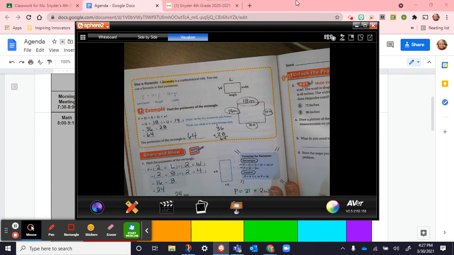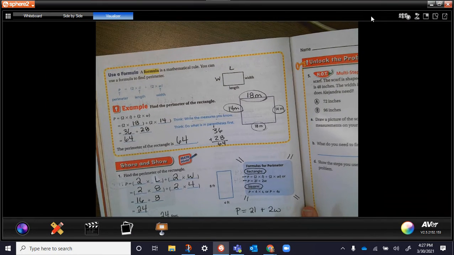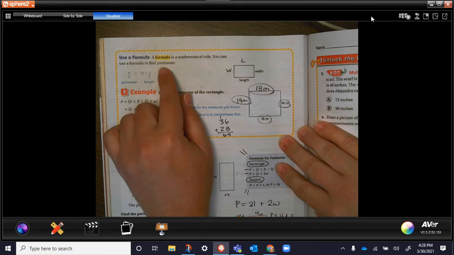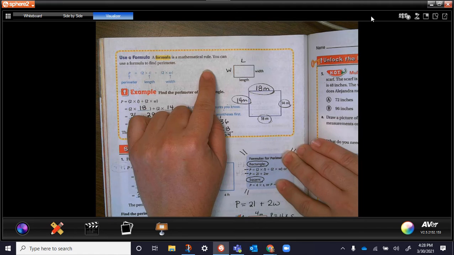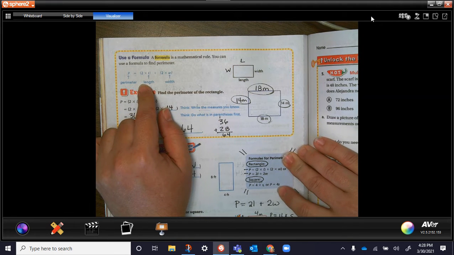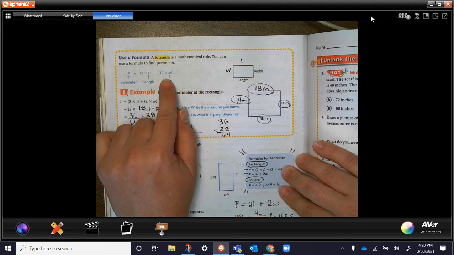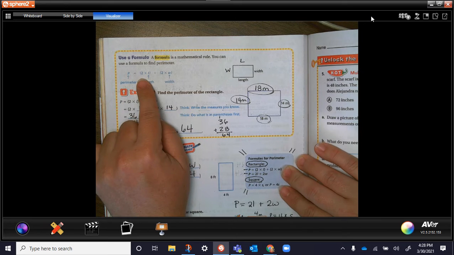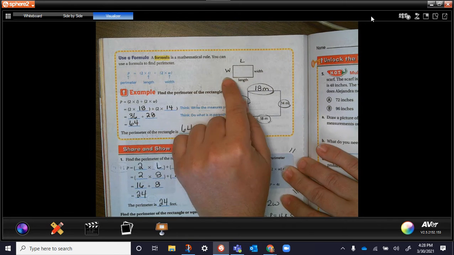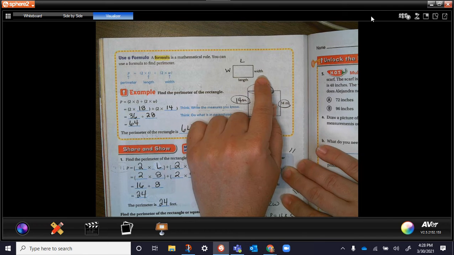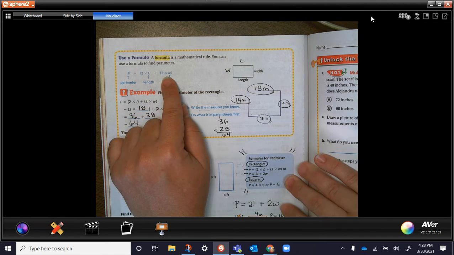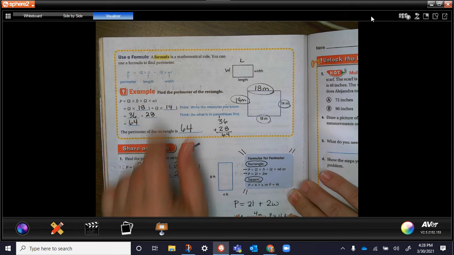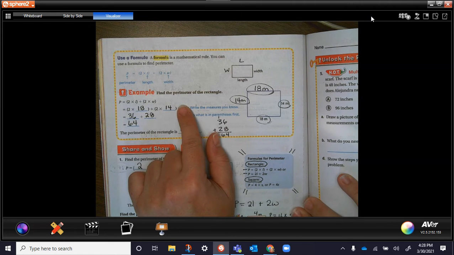All right, so on page 422, we started up here at the top, and it says a formula is a mathematical rule. You can use a formula to find perimeter. So this is one of the ones that you can use, 2 times L plus 2 times W. So you have your length, and you have 2 of the lengths, so that's why we're taking 1 and multiplying it by 2. Same thing here, you have 2 widths, these opposite shorter sides, so that's why we're multiplying 2 times the width, and then perimeter adds up all the sides, so that's why we're adding those 2 amounts. So here we found the perimeter of the rectangle.